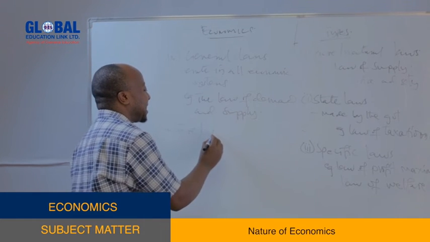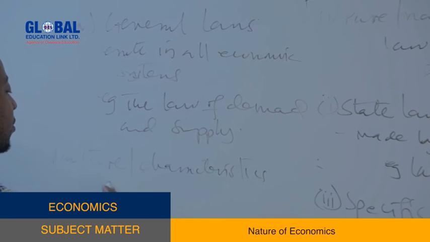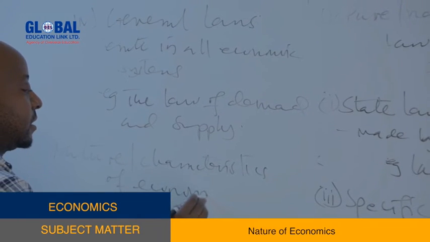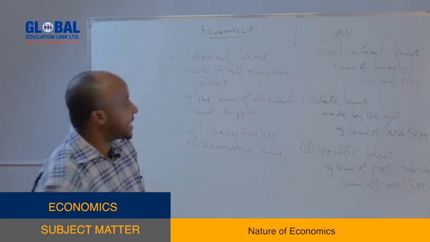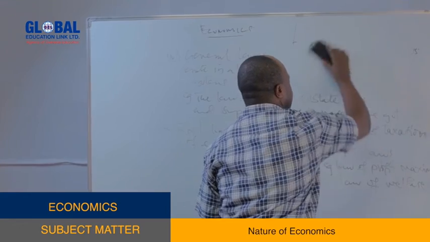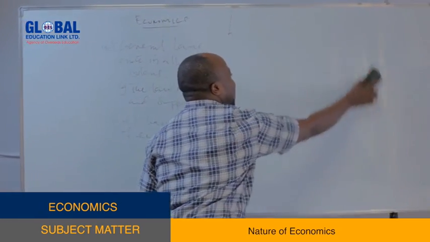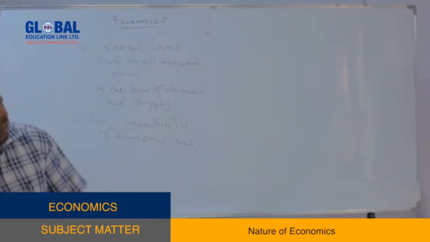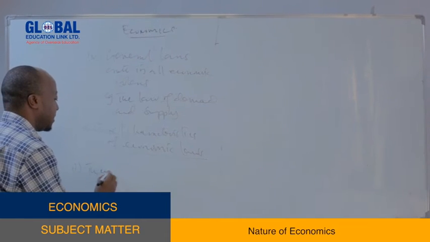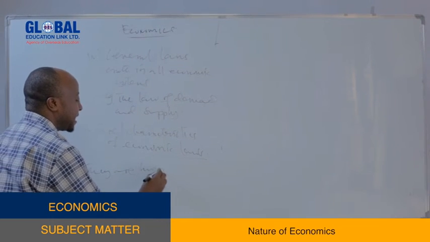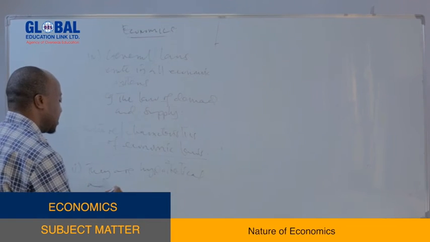Then now we can also go to check the nature, or we say characteristics, of economic laws. That is the other part. Now, some of the characteristics or features of economic laws include the following. Number one, they are hypothetical and conditional.